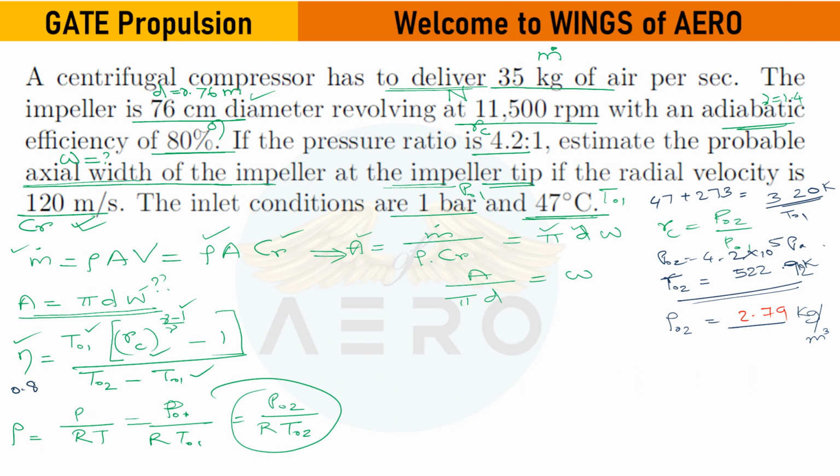Excellent. Now what you're going to do, you can substitute in this equation and equate it. You can take this as a complete equation. So your mass flow rate is 35, 2.79, CR value is 120. Here you're getting again divided by your pi value, d value is 0.76. You will get this W. Okay.